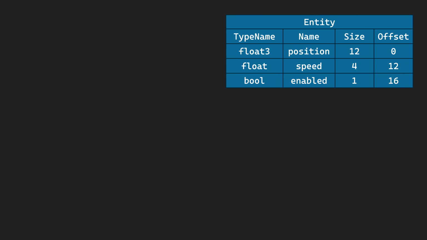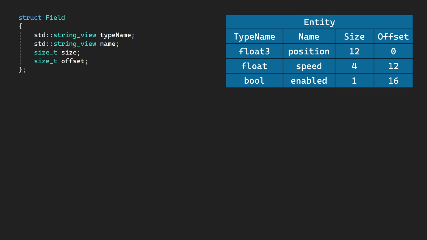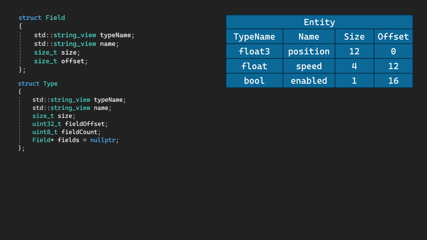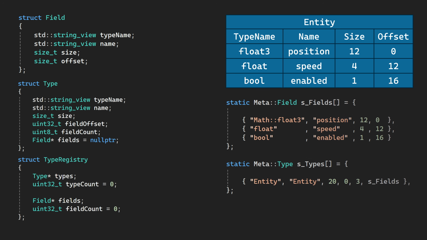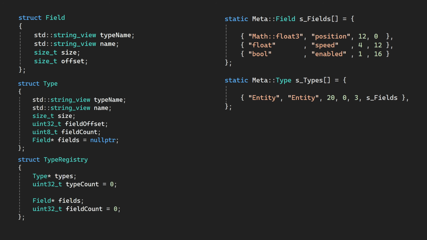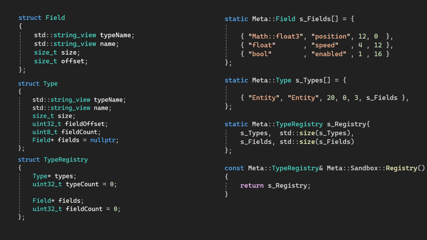The entity struct, as you can see, contains multiple fields. Each field can be described by its type name, size, and offset. A type is simply a collection of fields, so we describe it using type name, size, the offset of the first field, and the field count. You'll see later how the offset and the count fit into a larger collection of fields. Finally, we have a registry that we can use to access all of this data. In each project, we can generate this data so we can query it later at runtime. We define the registry to point to the fields and types, and we access it using helper functions under the meta and the project namespace, as you can see in this example.